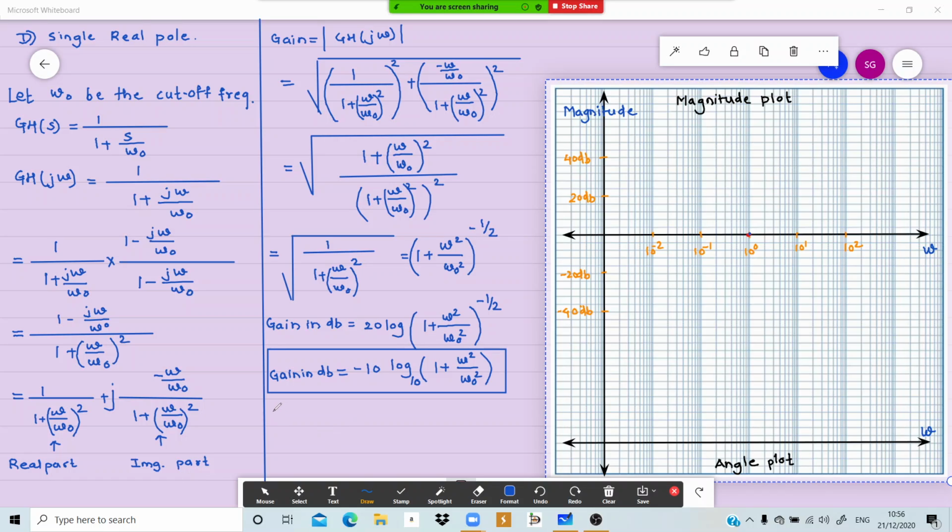Now I am talking about phase. So phase is tan inverse of, I'll not write everything, just see, tan inverse of imaginary upon real. So this thing in the denominator, because the same will get cancelled out, is going to be equal to minus omega upon omega 0. Correct? Right?